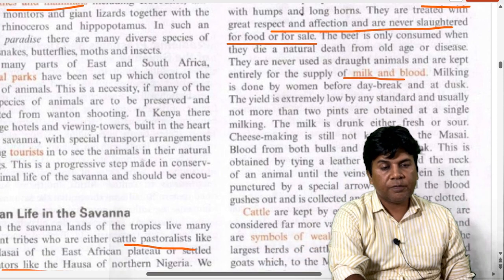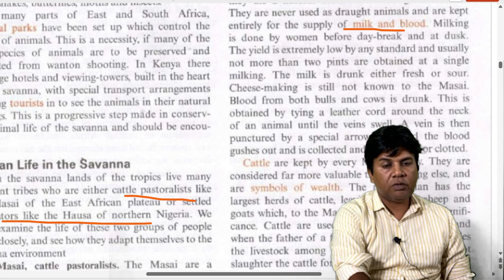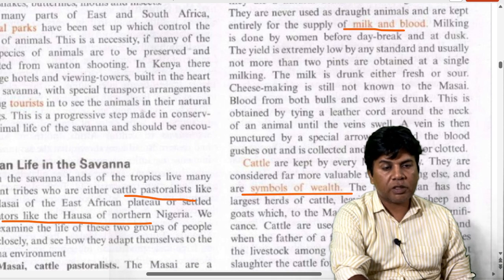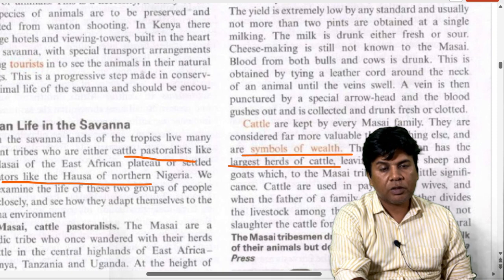Cattle are kept by every Maasai family. They are considered far more valuable than anything else and are the symbol of wealth. The richest man has the largest herd of cattle. Leaving aside the sheep and goats, which are of little significance to the Maasai, cattle are used in payment for wives, and when the father of the family dies, the mother divides the livestock among the sons. The Maasai will not slaughter the cattle for food.